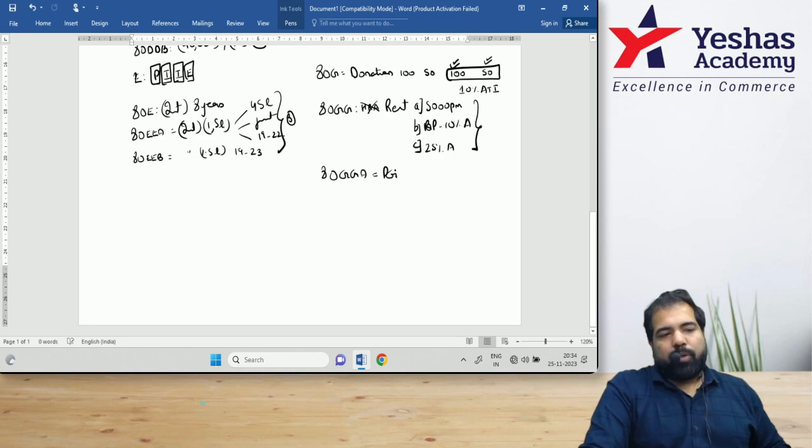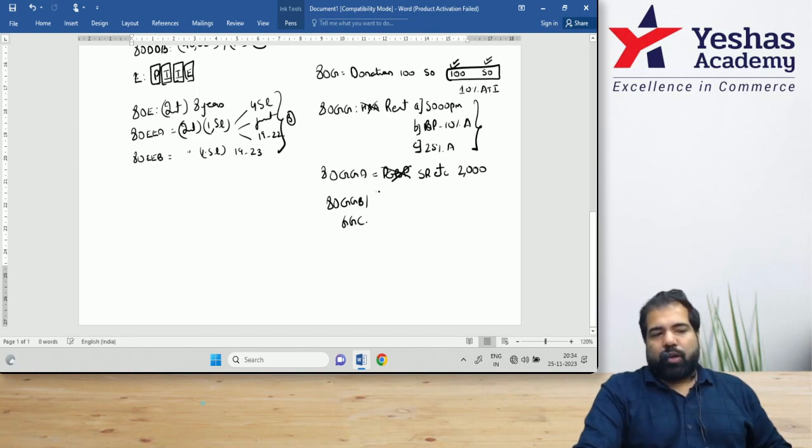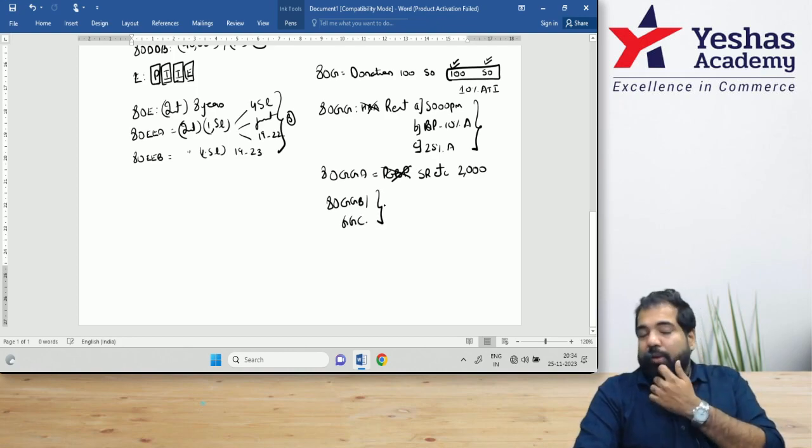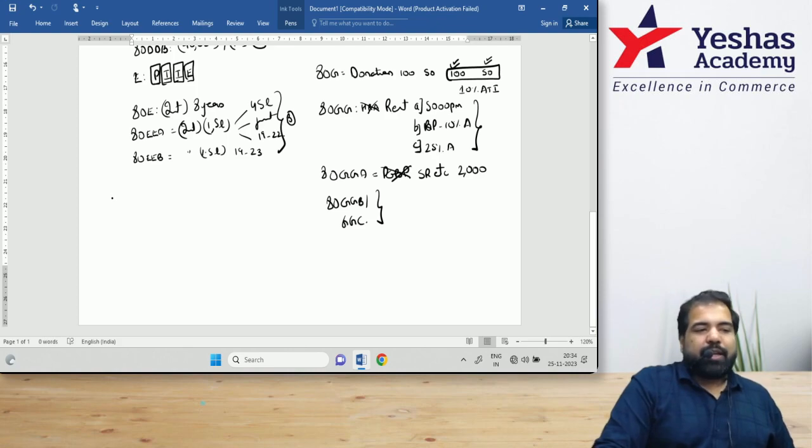If your PGVP room is not open, then you'll get scientific research expenditures here. Cash only up to 2,000. 80GGB and 80GGC. These are which donations? Political, no cash allowed. Yes. Next, 80JJAA.